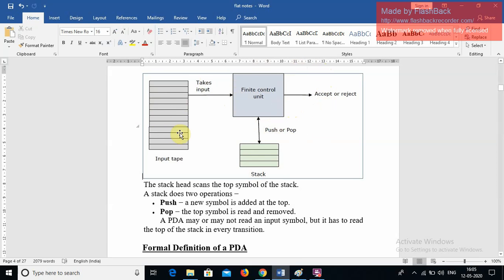From the input tape, the finite control takes input symbols, and from the stack it also takes some data. It pops the data as well as pushes data into the stack, by the finite control unit. So this is a mechanical representation of a pushdown automata, PDA.